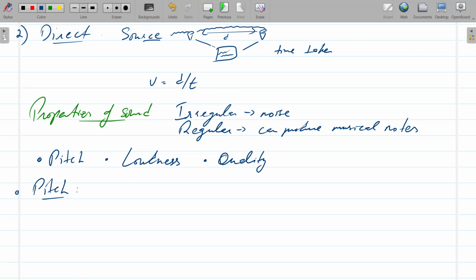The pitch of sound depends on the frequency of the sound wave. So frequency again is the number of complete waves per second. Depending on how many waves per second you have, that's what is called the pitch of a sound. And just for comparison, it is the frequency of light that gives color. So pitch is like the color of sound.